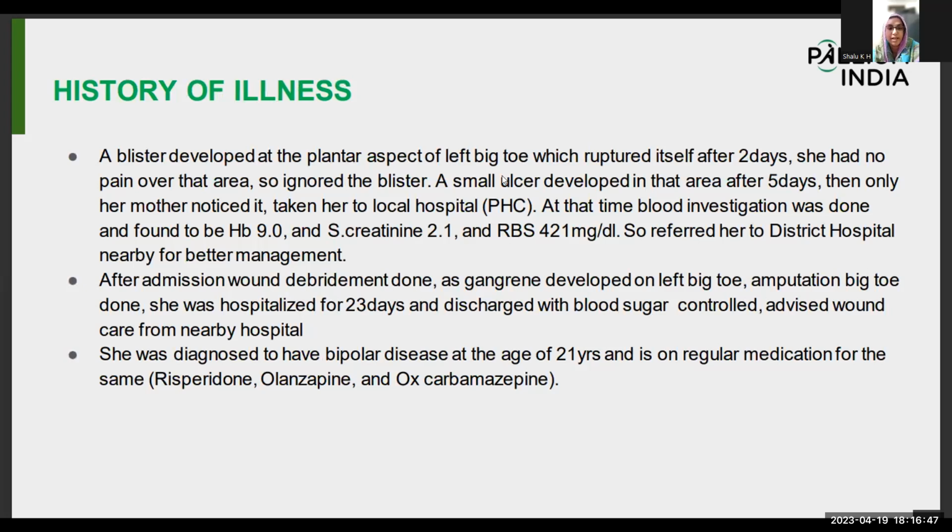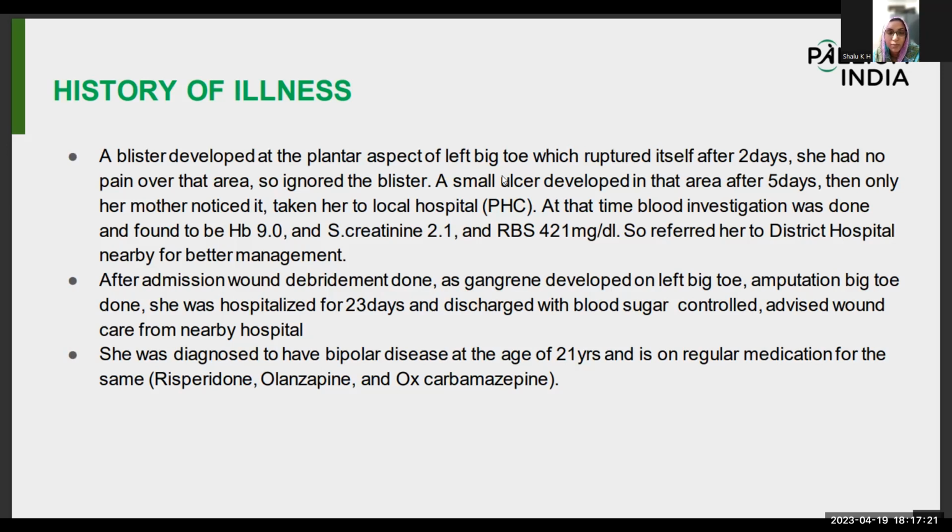History of present illness: a blister developed at the plantar aspect of the left big toe, which ruptured by itself after 2 days. She had no pain over that area, so she ignored the blister. A small ulcer developed in that area after 5 days. Then only her mother noticed it and took her to the local hospital. At that time, blood investigation was done and found Hb 9, serum creatinine 2.1 and RBS 421 milligram per deciliter. So she was referred to the district hospital nearby for better management.